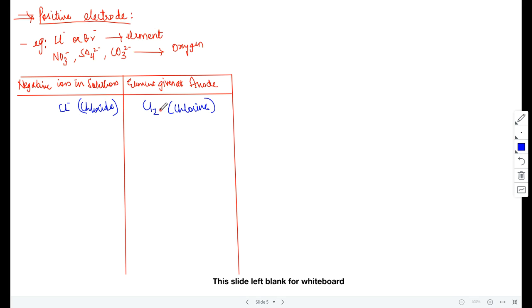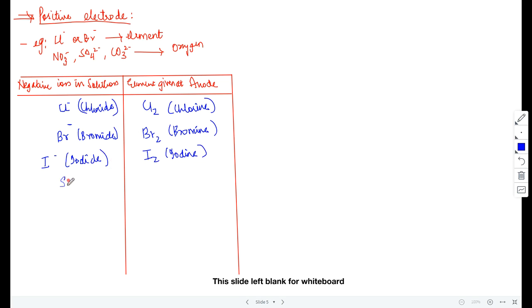So chloride will give me chlorine, right? Similarly, bromide will give me bromine. In a similar way, iodide will give me iodine, right? So these were the simple ones. Now we'll come to the complex ones.